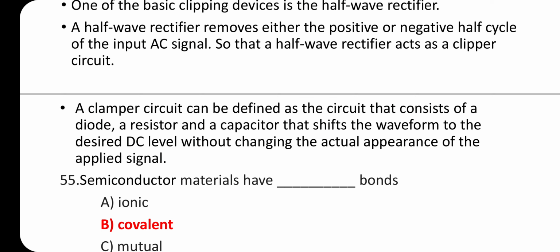A clamper circuit can be defined as a circuit that consists of a diode, a resistor and a capacitor that shifts a waveform to the desired DC level without changing the actual appearance of the applied signal.